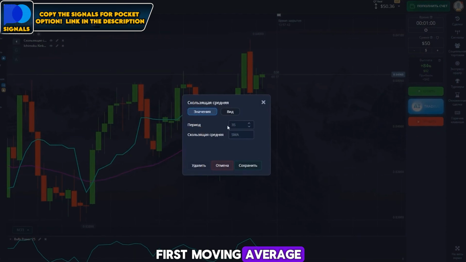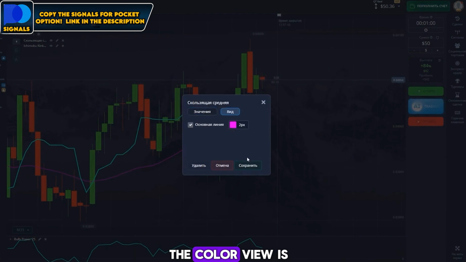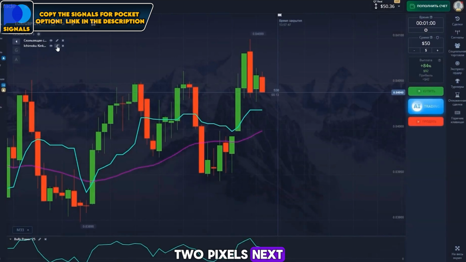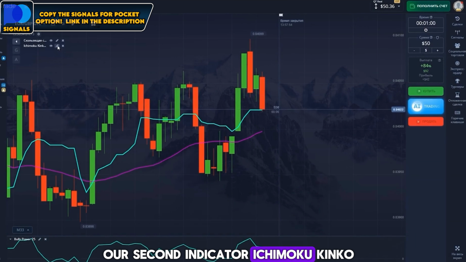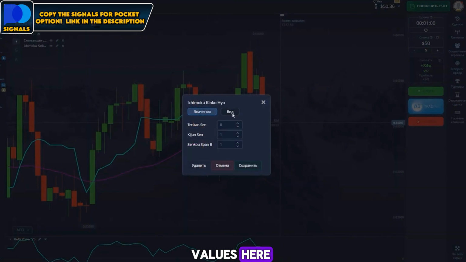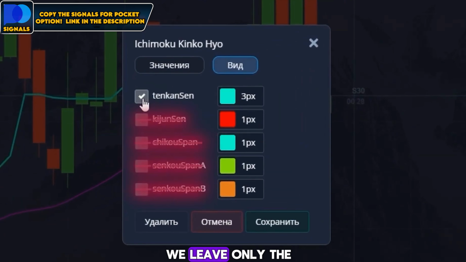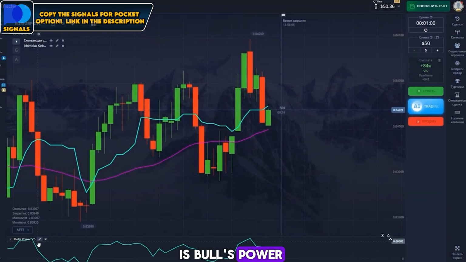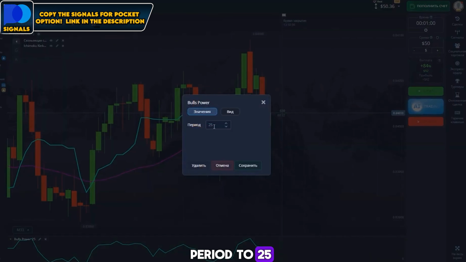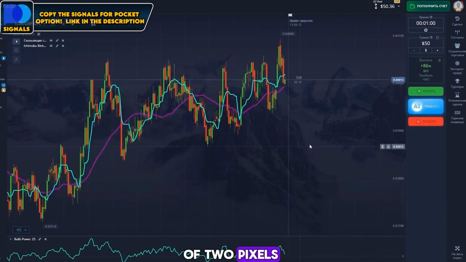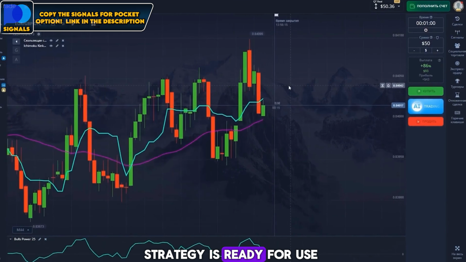First, Moving Average. You can see the settings yourself. The color view is like this, 2 pixels. Next, our second indicator, Ichimoku Kinko. You can see the values here. Next, the view. We leave only the first line and turn off all the others. And our last indicator is Bull's Power. Here I set the period to 25, and basically, it looks like this with a turquoise line of 2 pixels. That's it, our indicator strategy is ready for use.